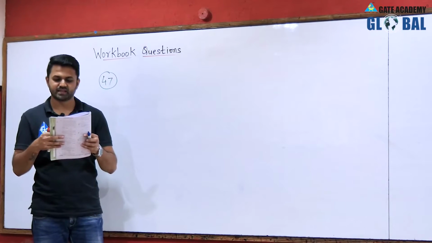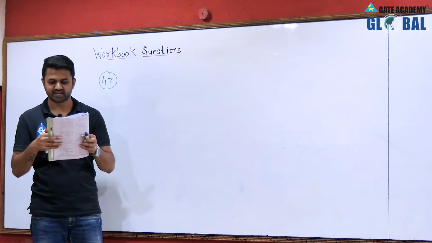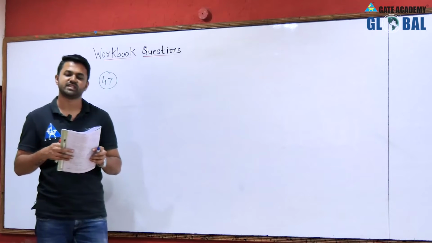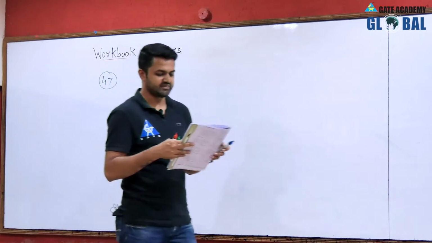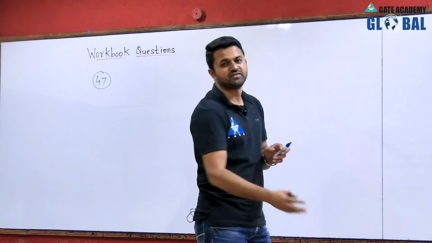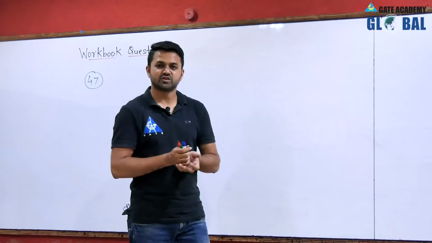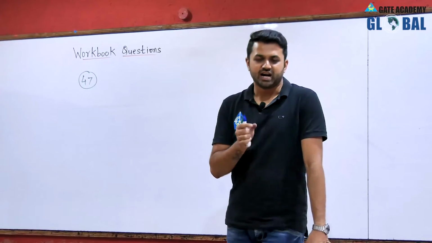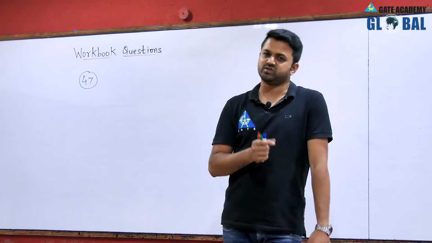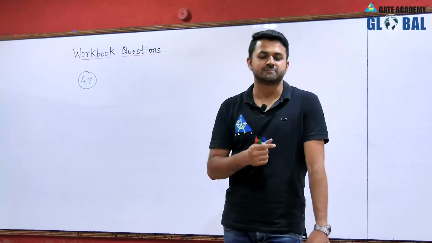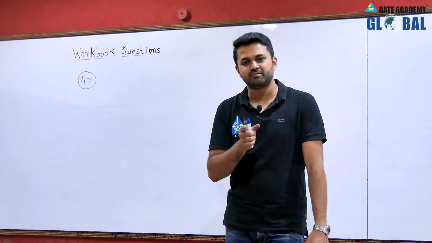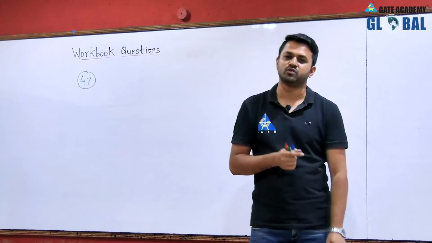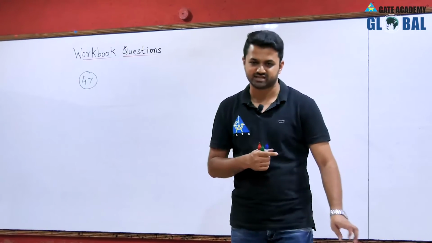Consider the bandpass signal x of t equal to root 2 sinc t sin (101 pi t plus pi by 4). The complex envelope with respect to reference frequency fc equal to 50 Hz is. The previous two questions we solved were also based on the complex envelope, and I solved them by both methods. I am going to solve this question by only one method, and the other method is homework for you. If you find any doubt you can ask me.